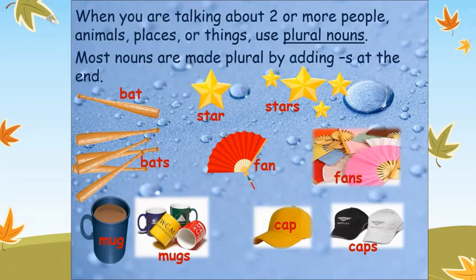Okay, now we have to follow a few rules to change any noun from singular to plural. Right now I'll just read out these examples for you all and then we'll move on to the rules, children. Okay, now one bat and many bats, one star and many stars, one fan and many fans, one mug and many mugs, one cat and many cats.